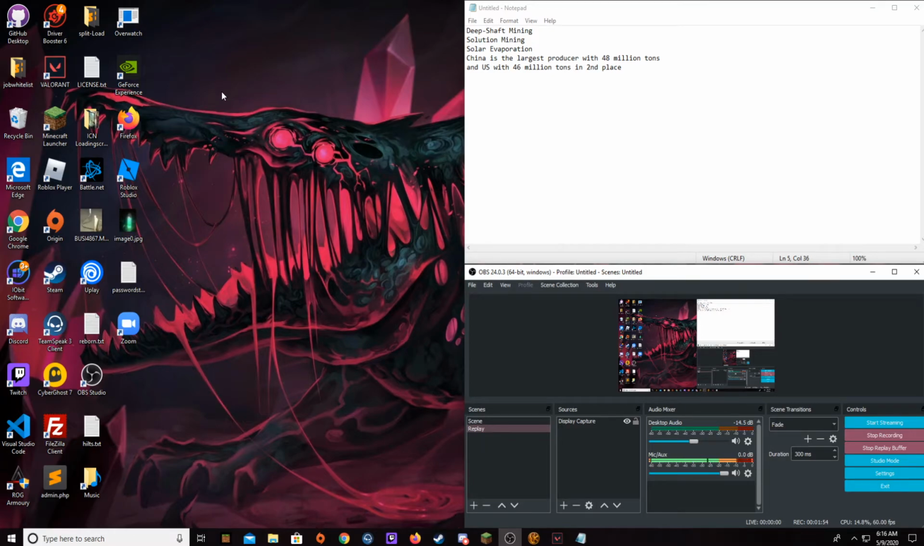Also, just a quick thing about deep shaft mining is that the salt that you usually get from there is rock salt. But the solar evaporation usually produces the most pure type of salt.